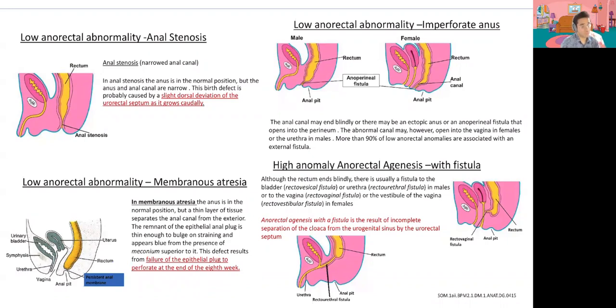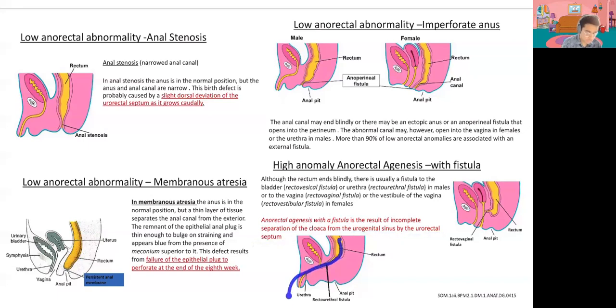Anorectal agenesis with the fistula, that's when the pouch goes out into the, unfortunately, it's kind of scary to even imagine, the vaginal canal, or directly into the baby's urethra, for males versus females. If you can remember that, it's as a result of the incomplete separation of the cloaca, which is something you learned in embryology. So make sure you know that information. Urogenital sinus by the urorectal septum is basically lost.